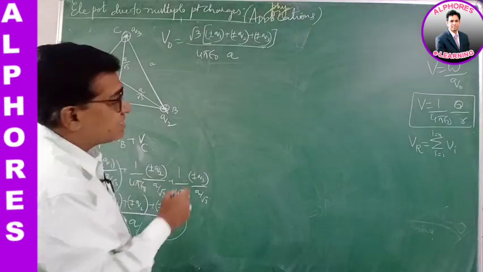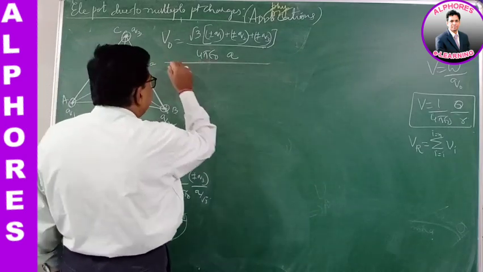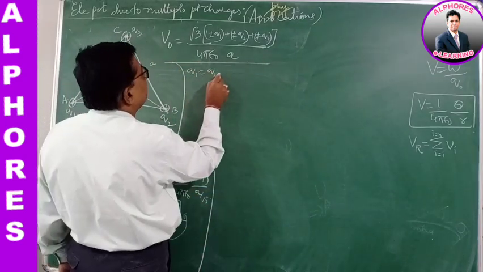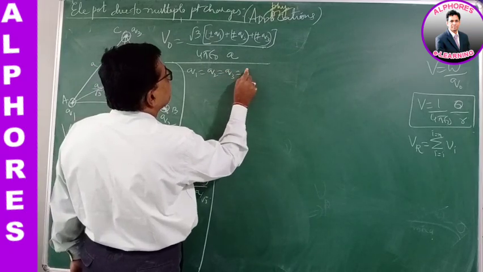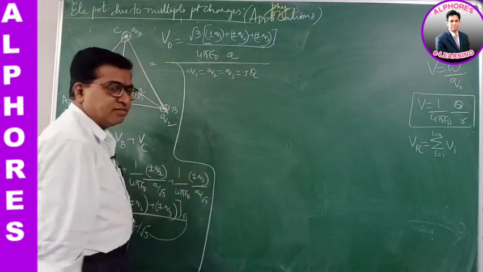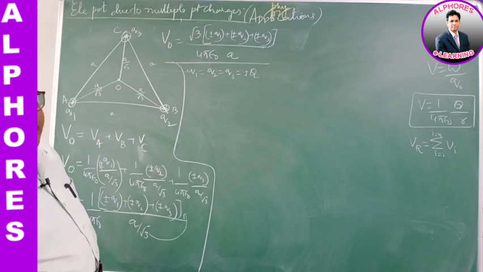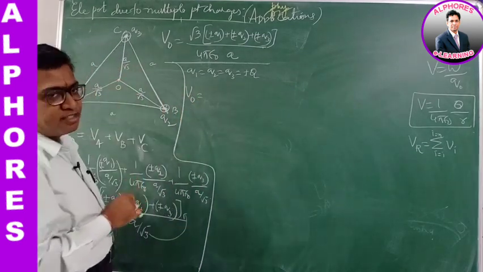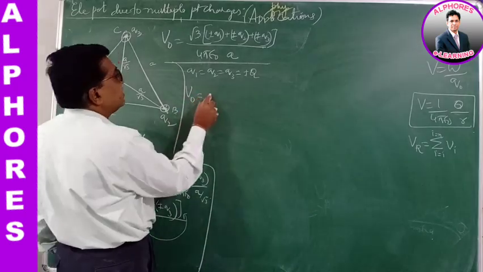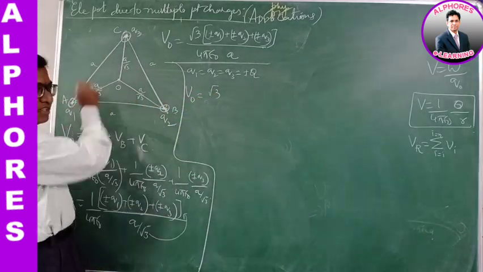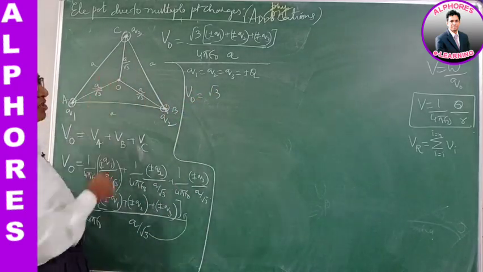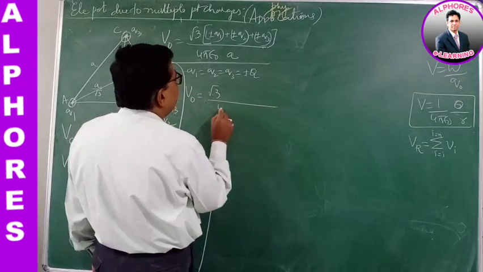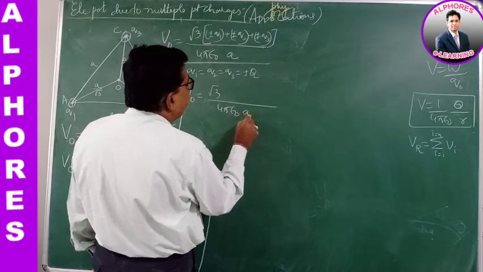What if all the charges are equal? Q1 is equal to Q2 is equal to Q3 is plus Q. All three charges are equal charges. Then what is the resultant potential at the center? It is root 3, in this case only where all three charges are equal. What is the resultant potential at the centroid? It's root 3 by 4 pi epsilon naught A.